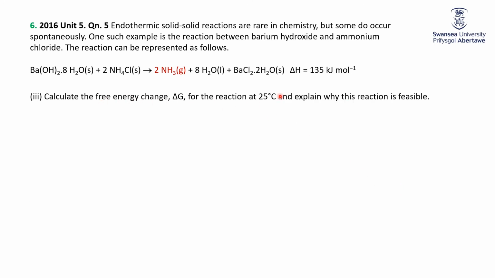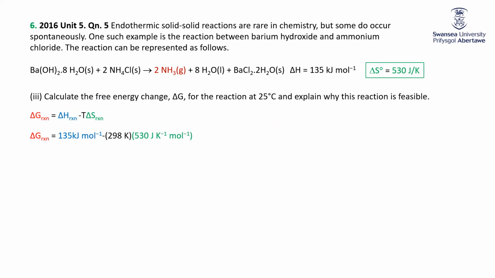Calculate the free energy change for the reaction. Well, we're now given delta H, and of course we just calculated delta S was 530 joules per Kelvin. So therefore, pop in all the values. Delta G equals 135 kilojoules per mole minus 298 Kelvin, 25 Celsius, times 530 joules per Kelvin per mole.